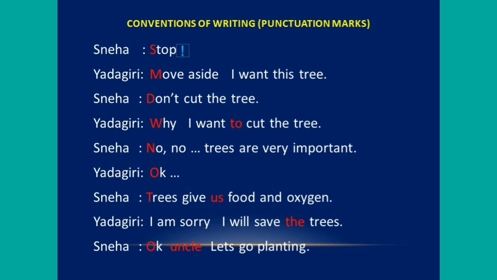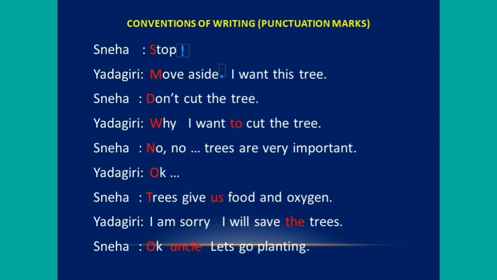In the second sentence, move aside, I want this tree. There are two different expressions, move aside. So, after move aside, it's the sentence completion. So, we are going to use a full stop over there. Next sentence, don't cut the tree. This is fine.